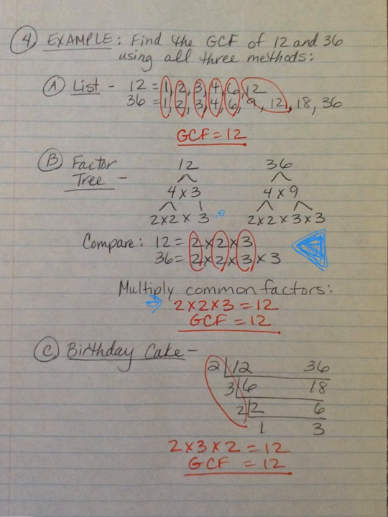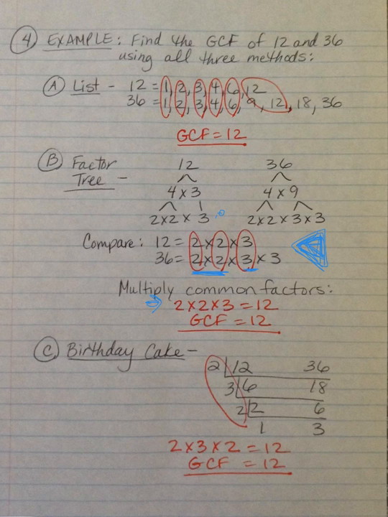I multiplied 2 two times because they share 2 as a common factor 2 times. So down here I'm going to put it in 2 times. But they only share 3 as a common factor 1 time, so I only put it in 1 time. So 2 times 2 times 3 equals 12. And the greatest common factor, when I multiply those together, is 12, which is the same thing I got with the list method, which should be the case.